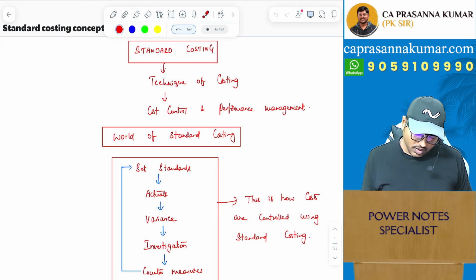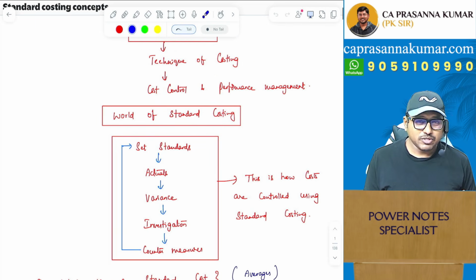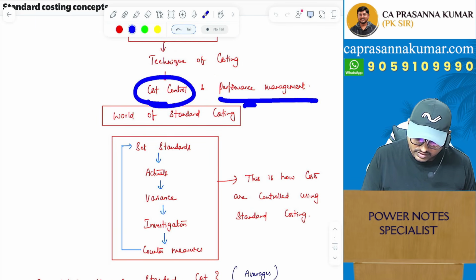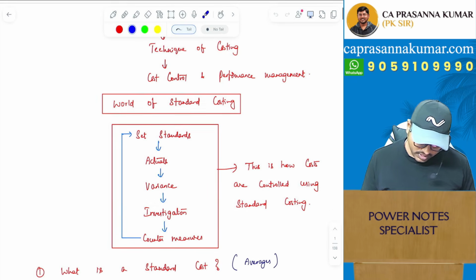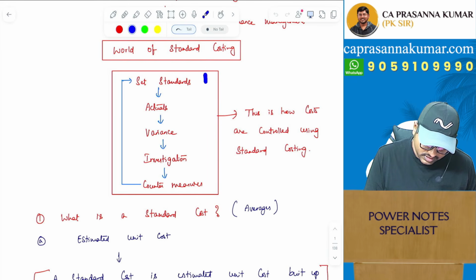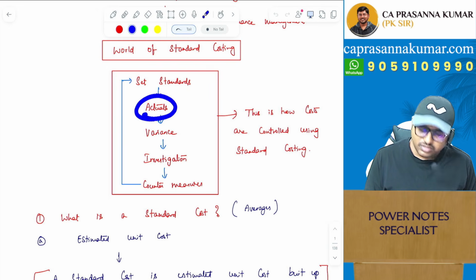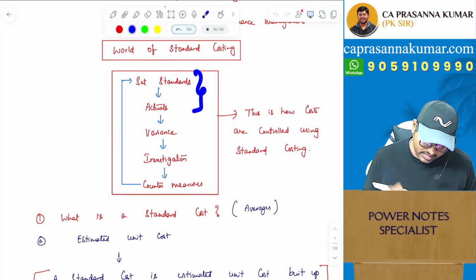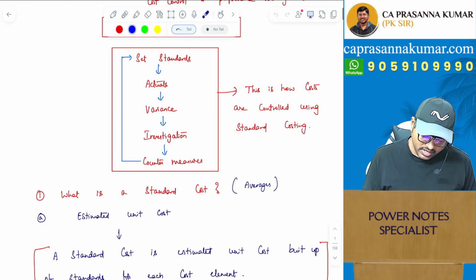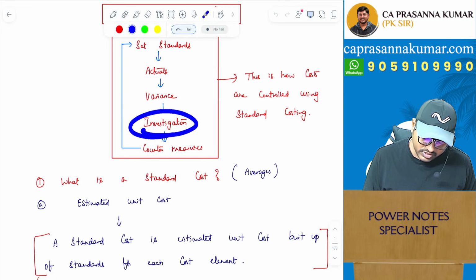Now, what is standard costing? It's a technique of costing, and its purpose is to control the cost as well as measure the performance. The first step is to set the standards. Once the standards are set, actuals will happen. The difference between standards and actuals we call variance. Once the variance happens, there will be an investigation into why it happened, and through the investigation they'll try to find a responsible person.